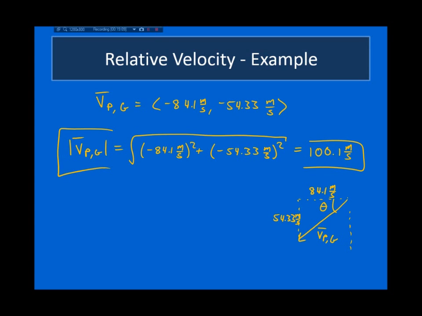So if I want to describe it in terms of this angle right here, I know the opposite and I know the adjacent, right? So I would say theta is equal to arc tangent of 54.33 meters per second divided by 84.1 meters per second. So if I plug these numbers into a calculator, I think what you get is 32.86 degrees. And then again, remember, anytime you have to describe the direction of a vector as an angle, you always have to say how the angle's measured. So this angle was measured south of west.